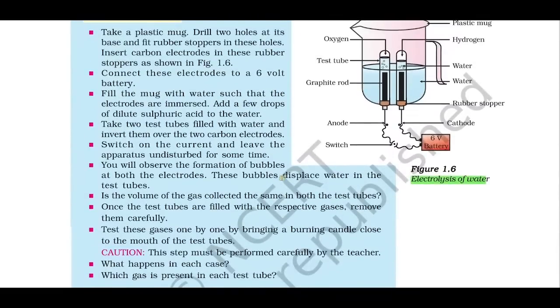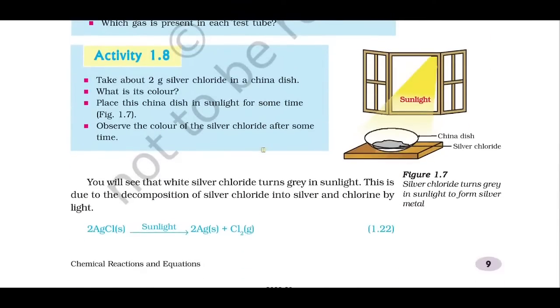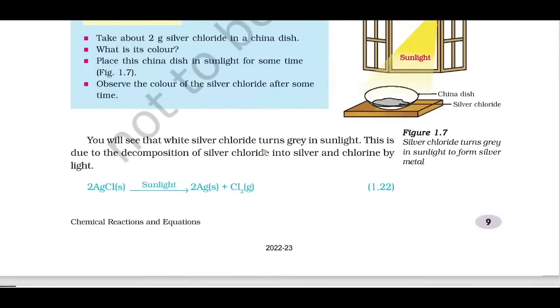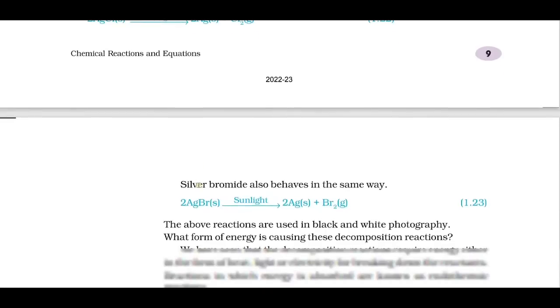Important diagram, 3-mark diagram: electrolysis of water. We have a few more decomposition reactions. When silver chloride is exposed to sunlight, it decomposes into silver and chlorine. So this reaction is used in what?